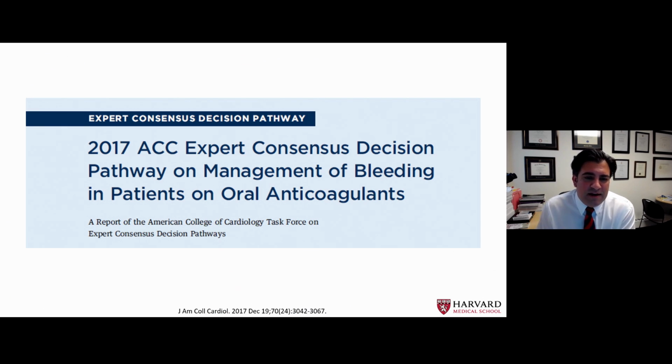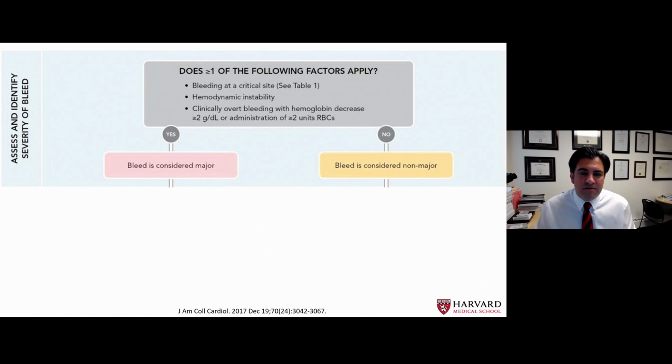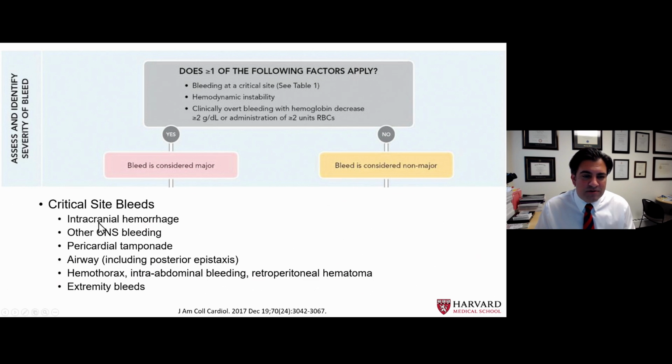I'm going to show you these data with the caveat that just within the last week or so, there was an update to this consensus pathway on the management of bleeding in patients on oral anticoagulants. It is the same from 2017 to now, with the exception of one section of one figure, which I will point out. And so the first thing that's important, do one of the following factors apply, is the bleeding at a critical site. And these critical sites include intracranial hemorrhage, CNS bleeding, tamponade, airway bleeding, hemothorax, or extremity bleeds.